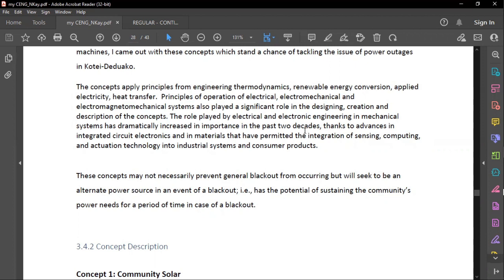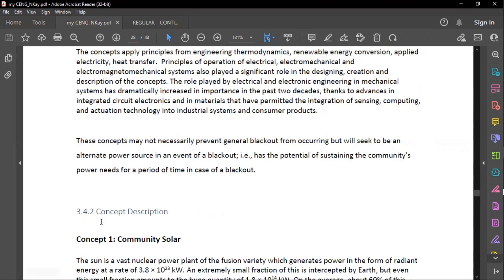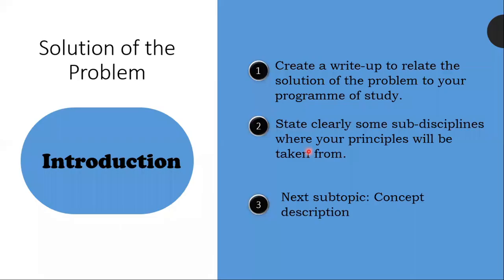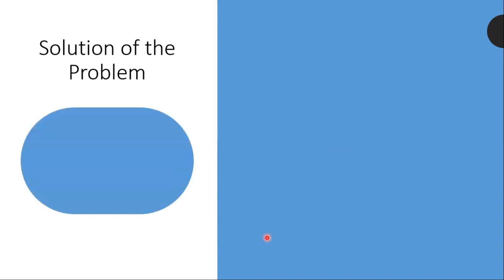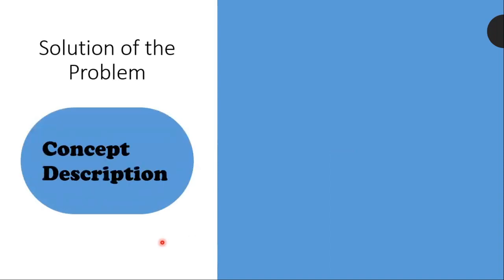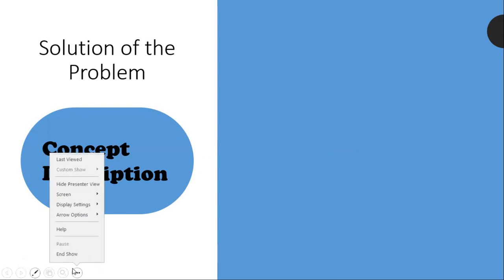Captured. So the next thing he did was the concept description. So you could see that from here, he has talked about what? He has stated clearly some sub-disciplines where his principles were taken from. Do you get it? And then the first side, he created a write-up to relate the solution of the problem to his program of study. Very simple. So our next subtopic will be the concept description. Concept description is also under the solution of the problem. Very, very important. So we are on concept description.